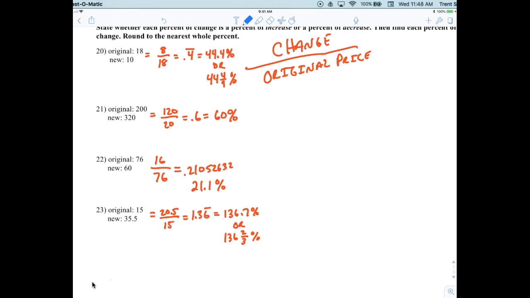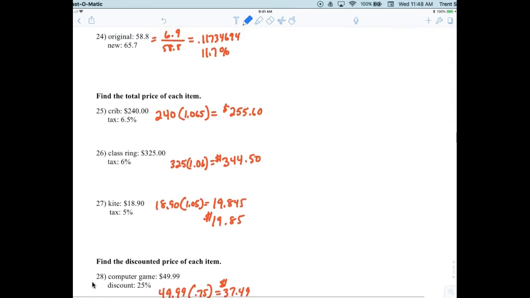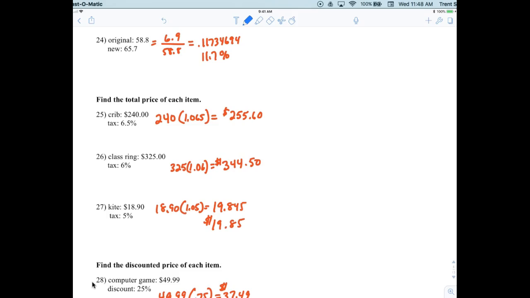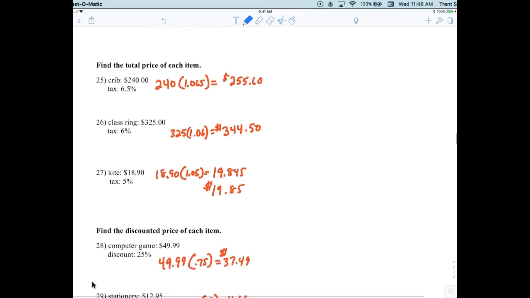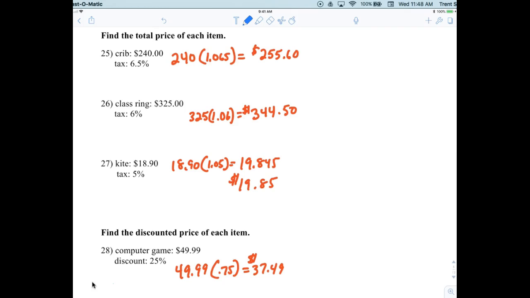Anybody have any questions with that formula? Allison, you with me? No problems. All right, let's see what's next. This, I think, is the easy part for kids. One more. Is everybody good with that being 11.7%? Same formula. Now the next part where we're trying to find the total price.